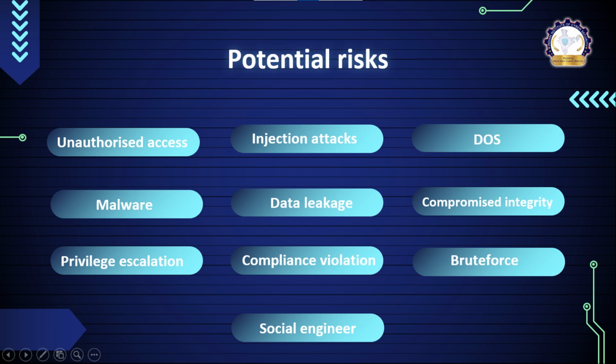Second one is injection attacks. API injection attacks can allow an attacker to inject malicious code or commands into the system through an API call, potentially compromising data or even taking control of the system.